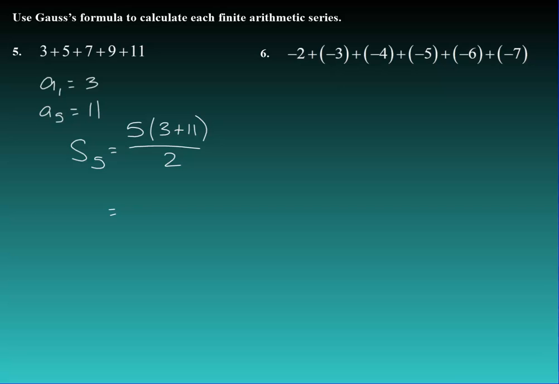So 3 plus 11 is 14. Half of 14 is 7. And 5 times 7 is 35. There is how we find the sum of the 5 numbers by using Gauss's formula. Now obviously with 5 numbers you could have added it up pretty quickly in your head, but if we're talking 100 numbers, that's a whole different story, right? So what I'd like you to do is number 6 right now.